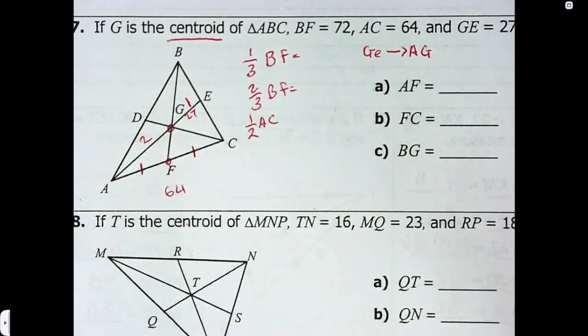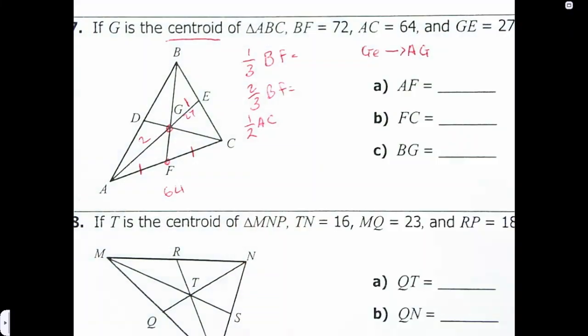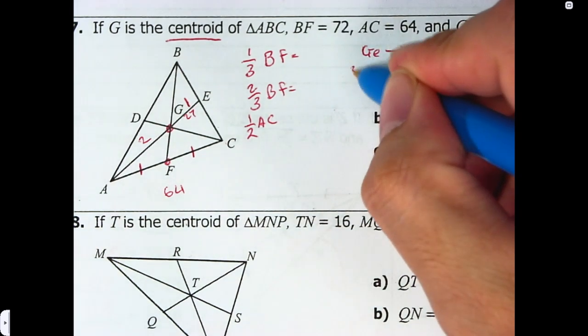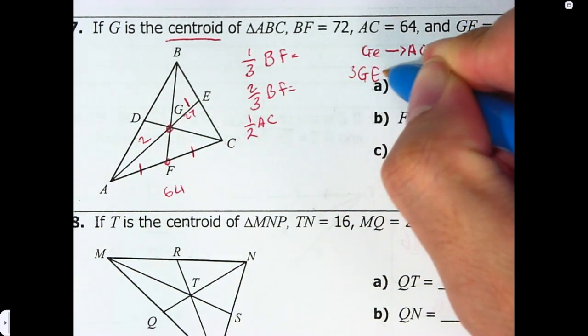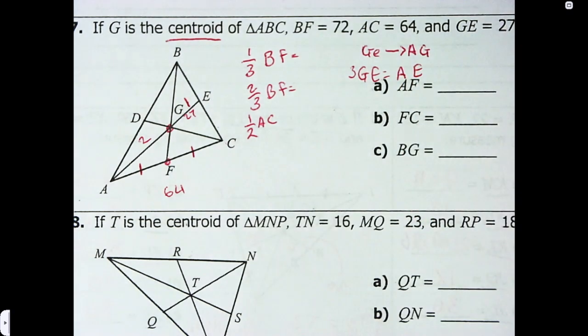Once we have AG, we can also multiply, because GE being the segment from the centroid to the midpoint, we can multiply it by 3 since it is 1/3 of the whole segment AE. So multiplying GE by 3 will give us AG. Okay, so these are things you can use. You don't have to write this part the way I do. That'll give us the corresponding values.